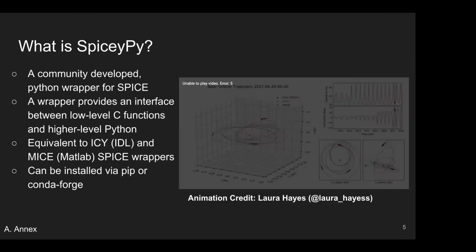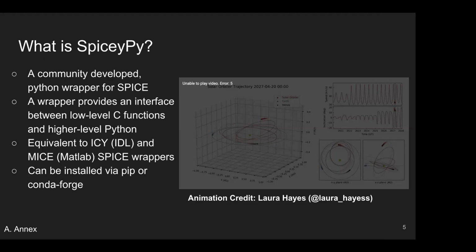So this is an animation that should be playing. That's not great. It says unable to play. Okay, well, imagine things moving around in that little screen. It's just an animation of Solar Orbiter going around with Earth and Venus.